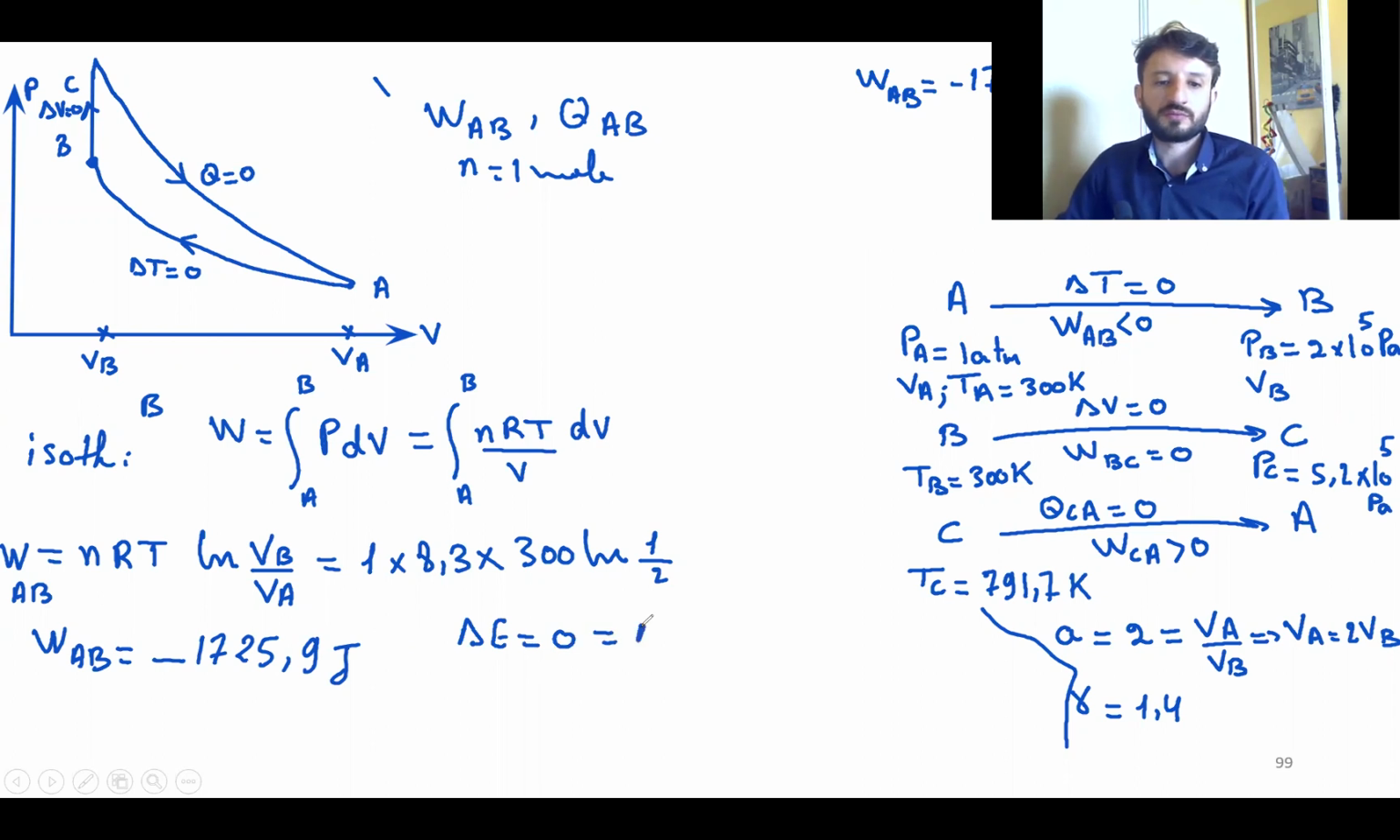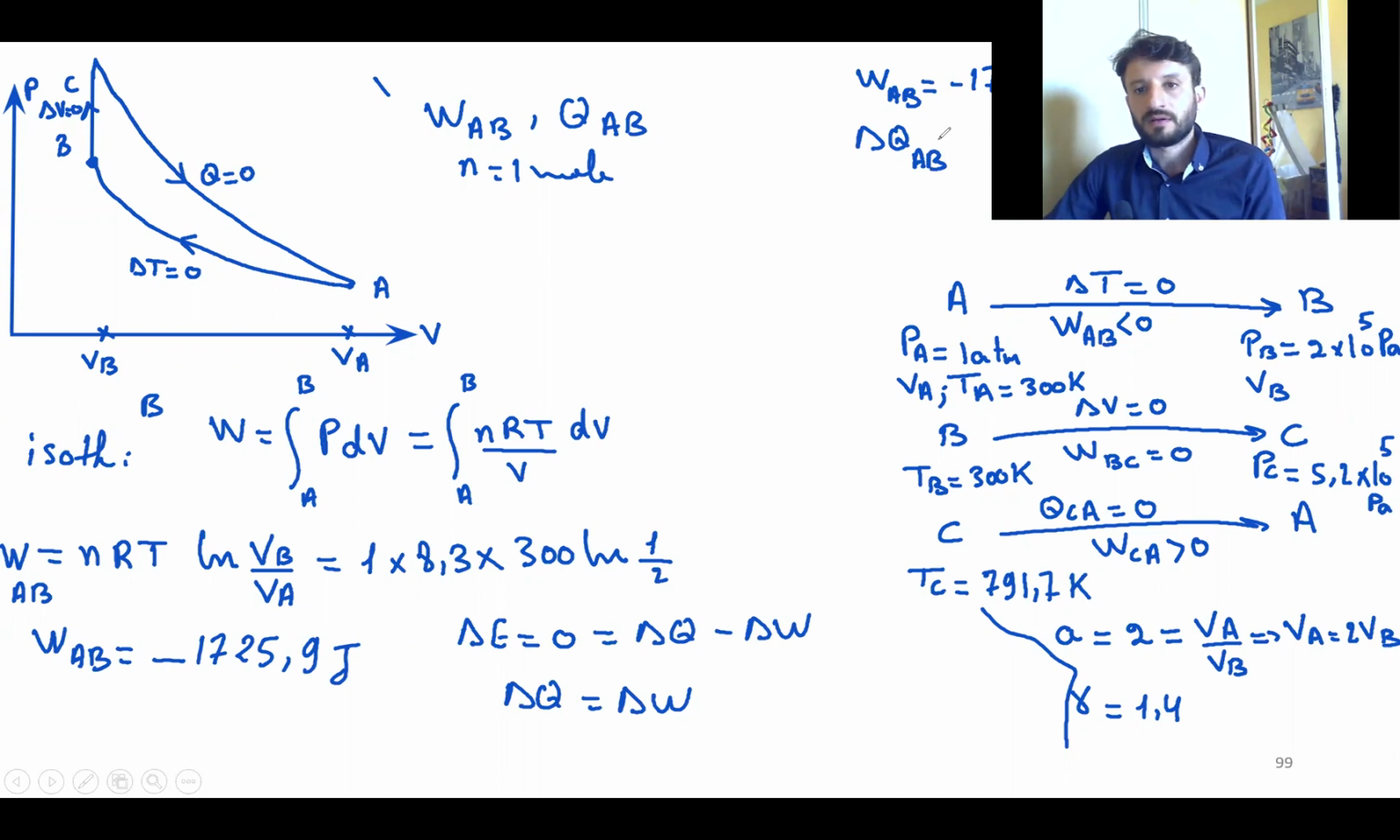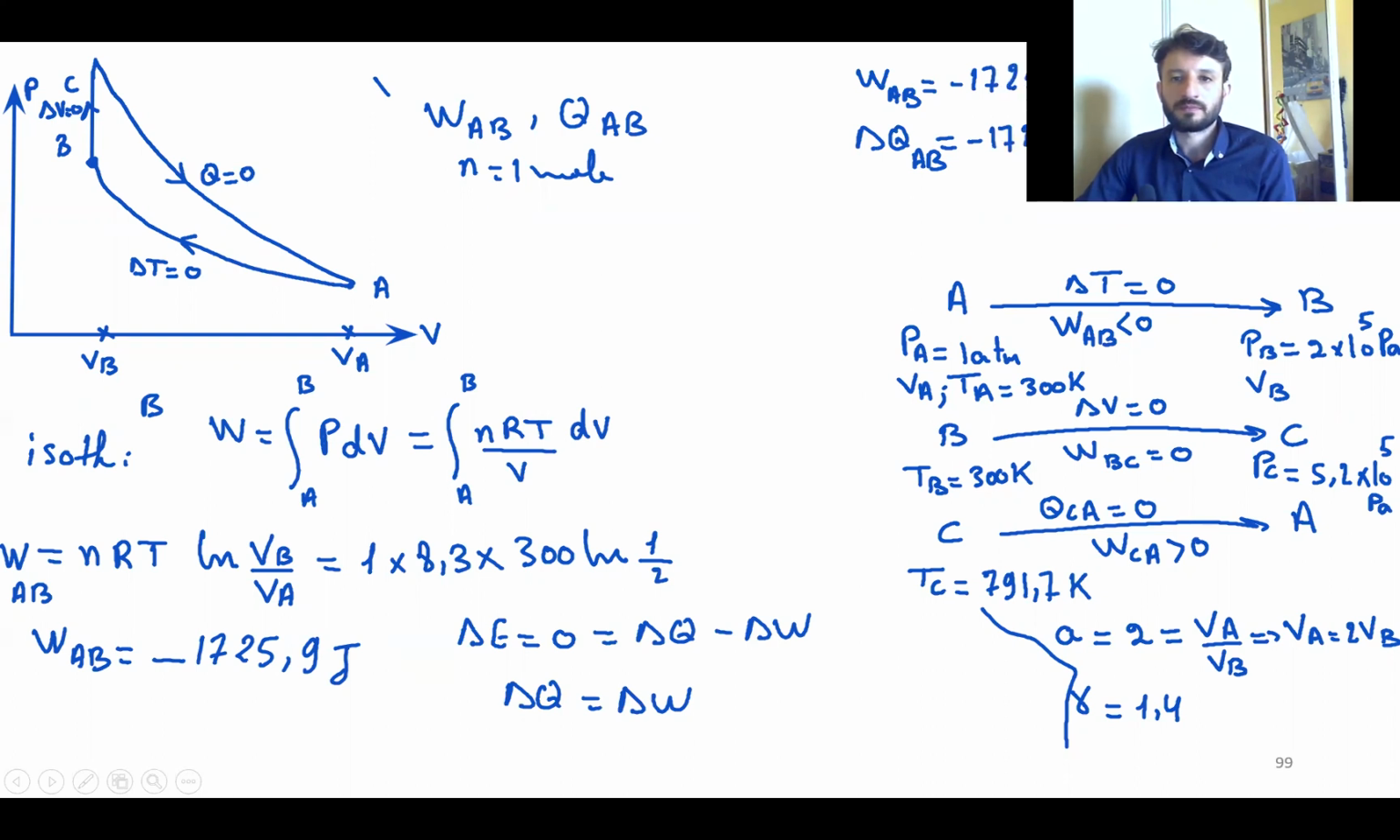QAB, you know, in the case of isothermal, delta E equals 0, which is equal to delta Q minus the omega. So dQ equals the omega. Okay, so Q between A and B equals minus 1725.9 joule.